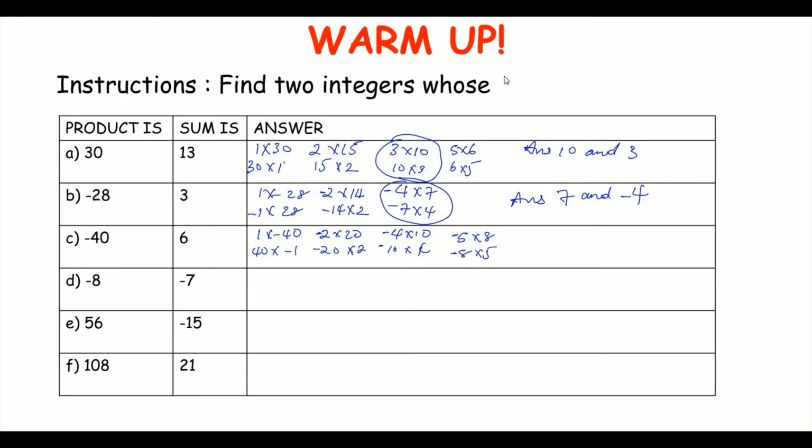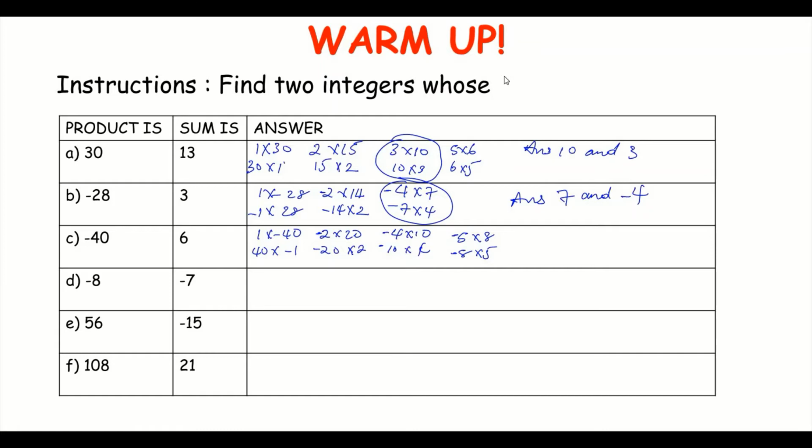Alright. No. 6, no. 7, no. 8, no. 9, no. And 10 is already there because 10 times 4. Alright. Now let's observe the pair. Which pair gives us positive 6 when we add them? It's not the first one. It's not the second one.